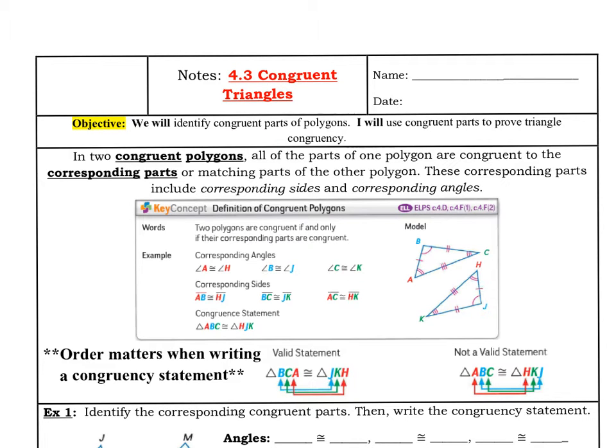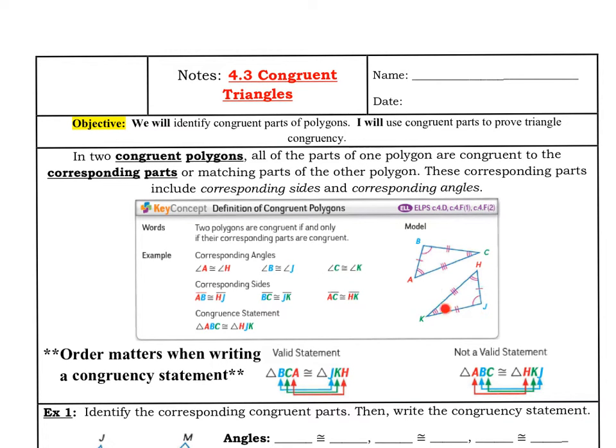So at the top I have this sentence. In two congruent polygons, all the parts of one polygon are congruent to the corresponding parts, or matching parts, of the other polygon. These corresponding parts include corresponding sides and corresponding angles. So just think of corresponding parts as matching parts, the similar looking ones in appearance. They might even be marked.